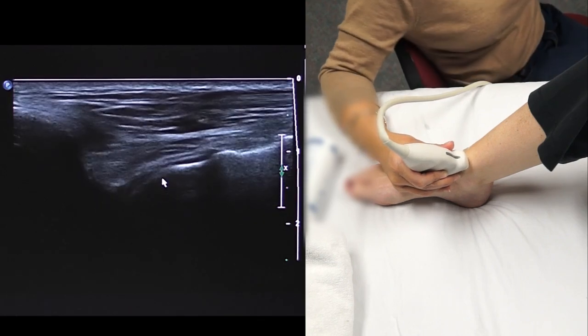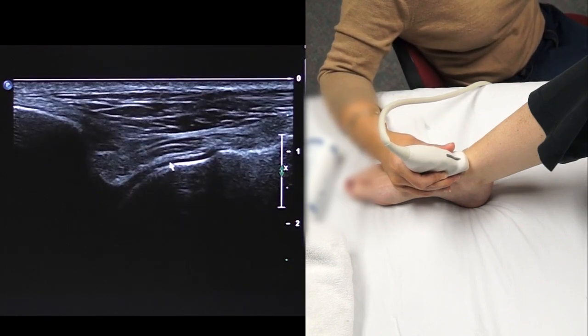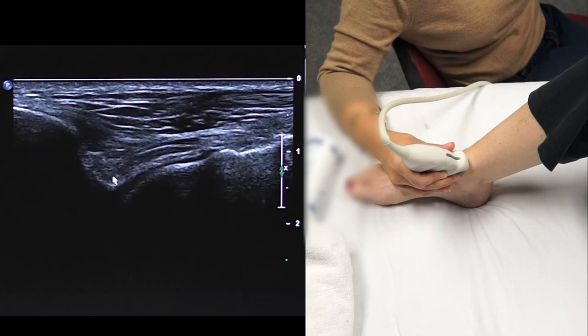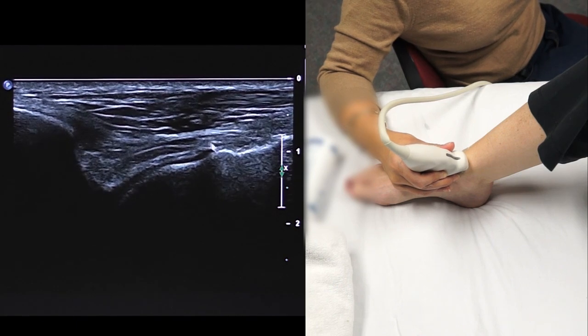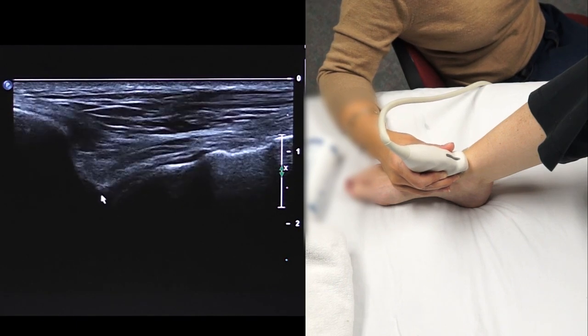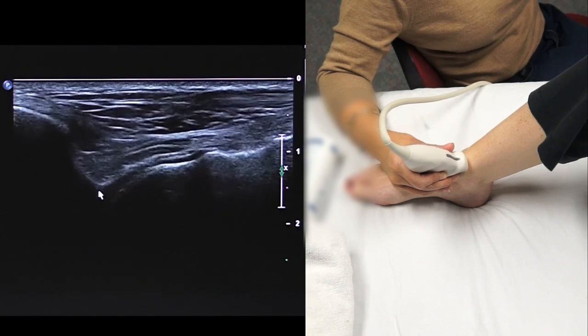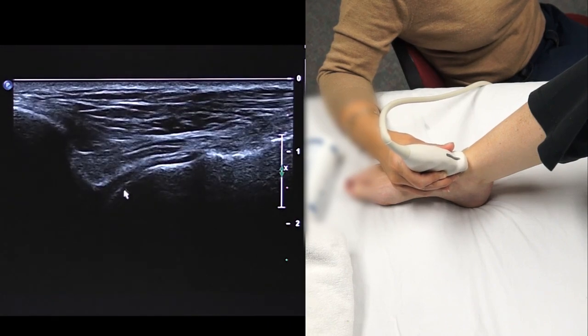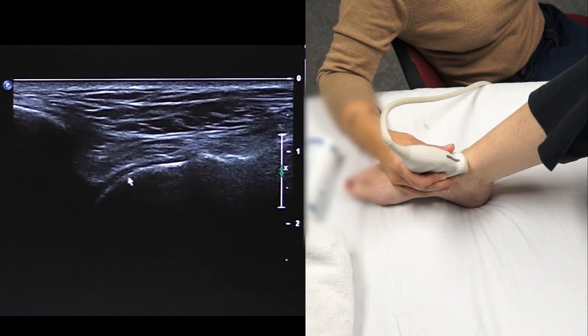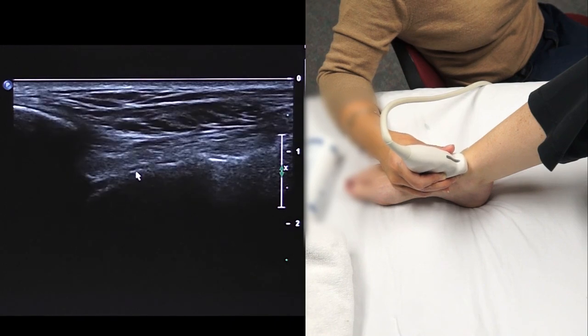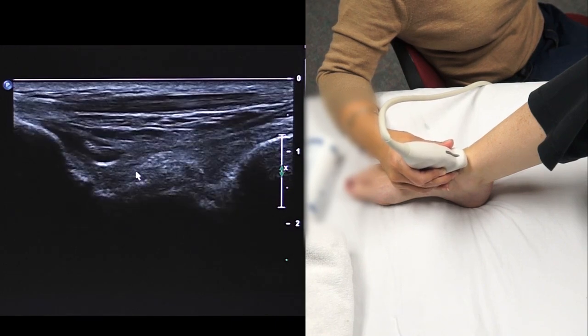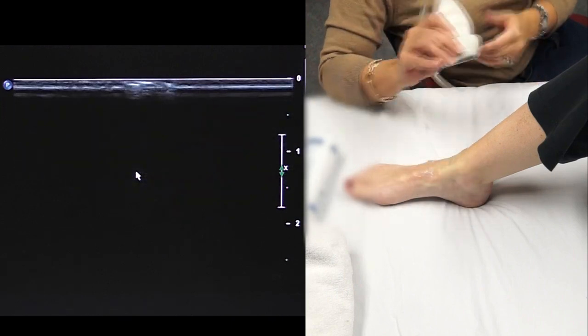Make sure that your gain is not too high. But in this location, you may see an outpouching when there is fluid in this recess. You don't want to confuse the cartilage over the talar dome for fluid. And that's the anterior ankle.